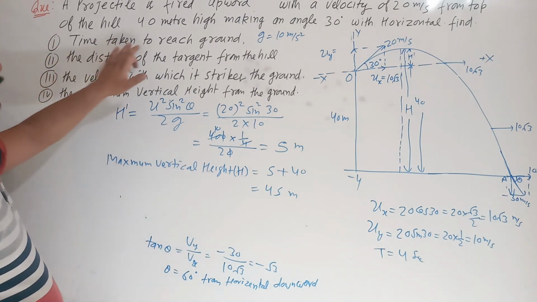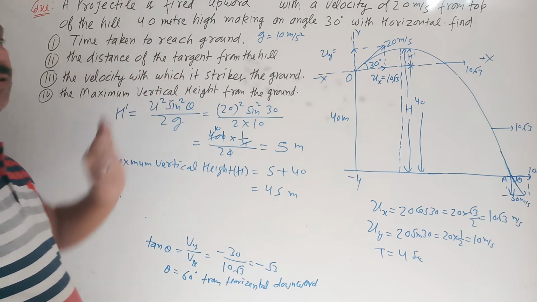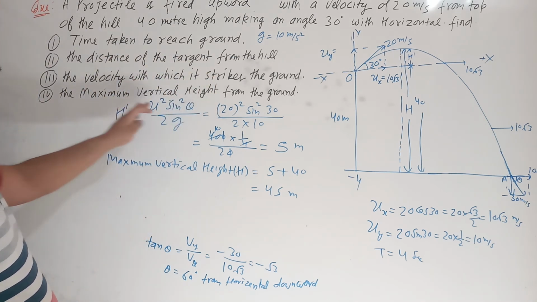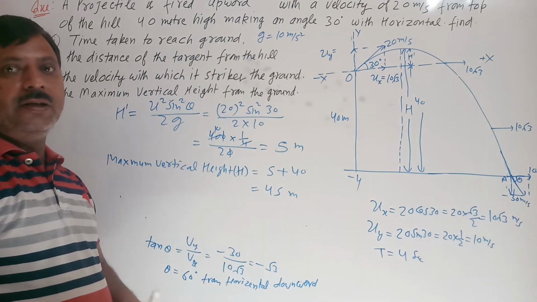So all we have found: time taken, distance, target, velocity with which it strikes the ground, and the maximum vertical height from the ground.